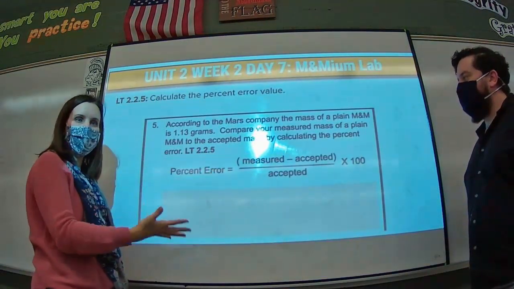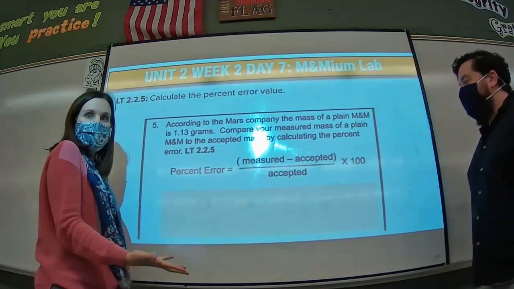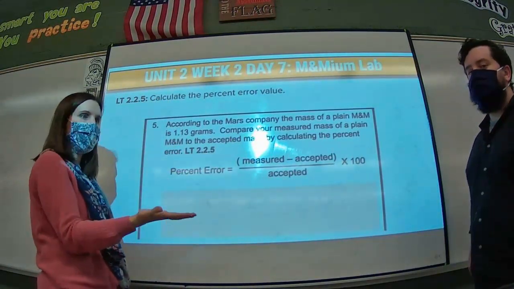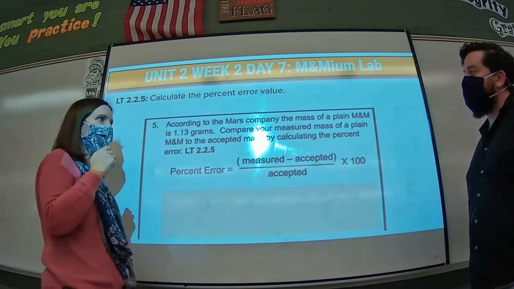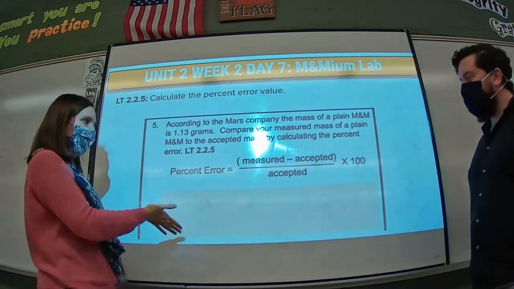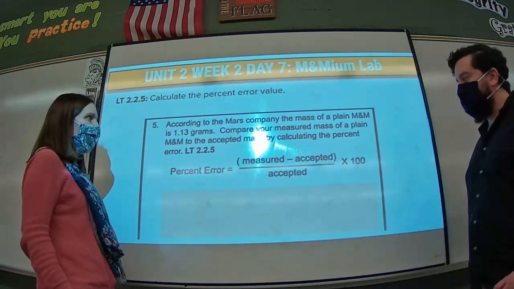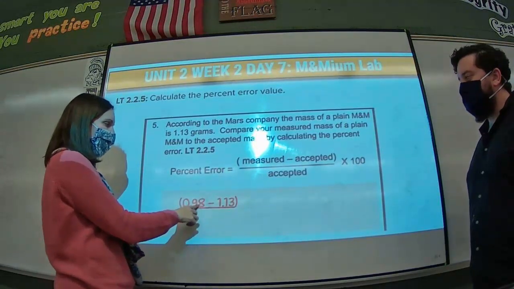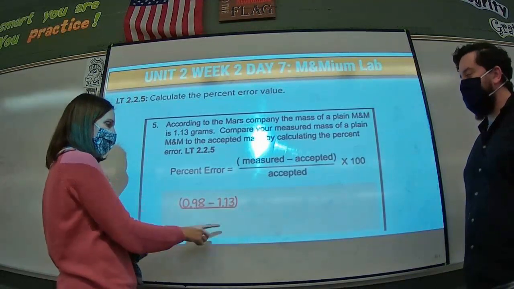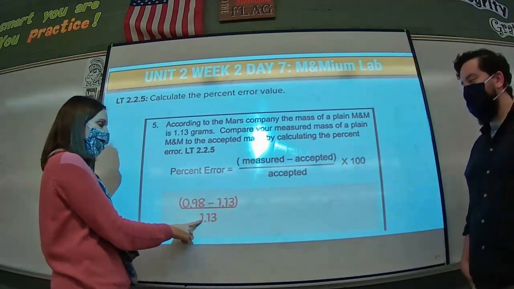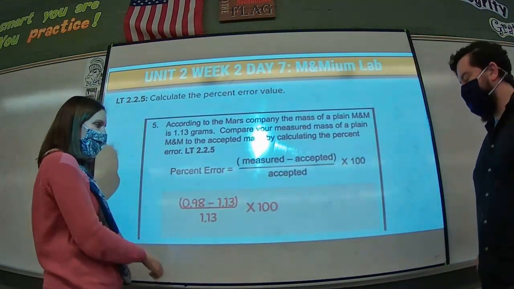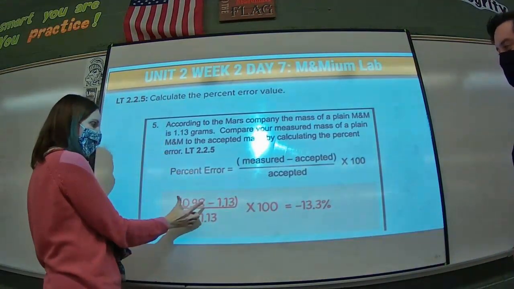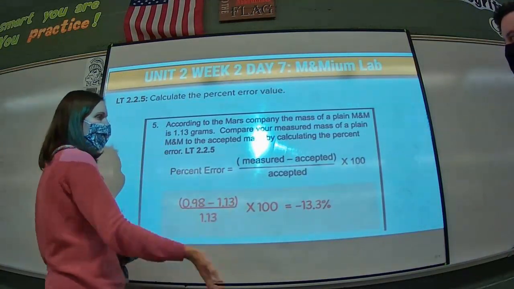Measured is something that you actually measure in class. So we measured the mass of a regular M&M. Accepted is what it should be. So the Mars company, which is what makes M&Ms, said that a regular M&M should weigh 1.13 grams. However, when we actually did our lab, we discovered that the mass of our regular M&M was 0.98. And then we subtract our accepted, and then we divide it by our accepted, which was 1.13. Then we multiply it by 100, and what we end up getting is negative 13.3. And that's because our measured mass was smaller than our accepted.